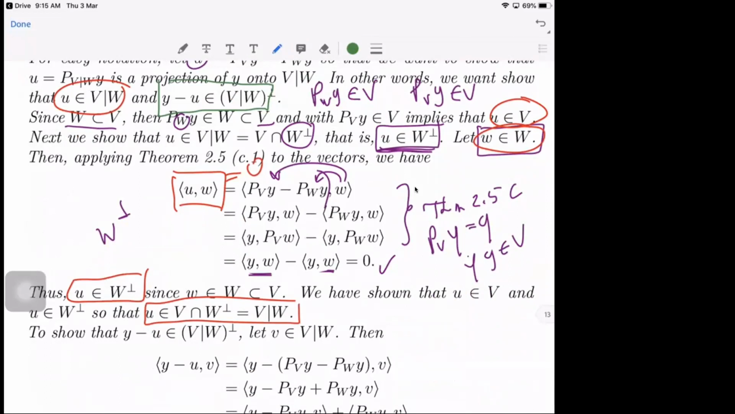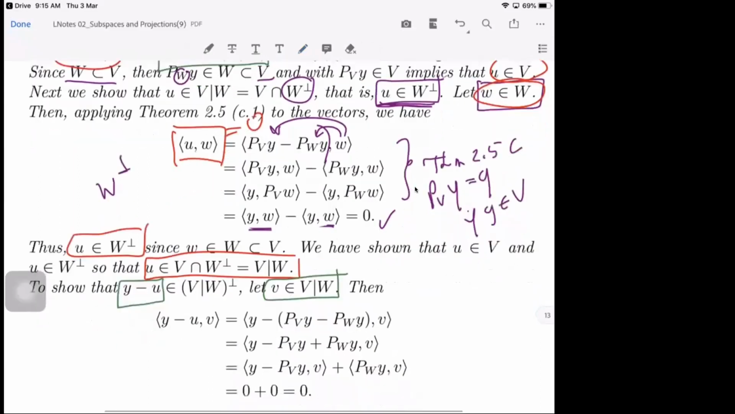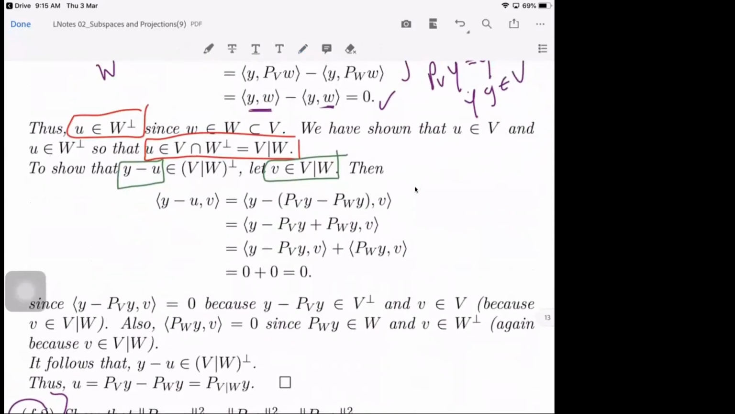So to show that, we arbitrarily choose a vector in V mod W, and then we get the inner product with Y minus U and show that it is 0. That's the usual way of showing that it's in W perp. So arbitrarily choose a vector to be in V mod W, get the inner product with Y minus U.